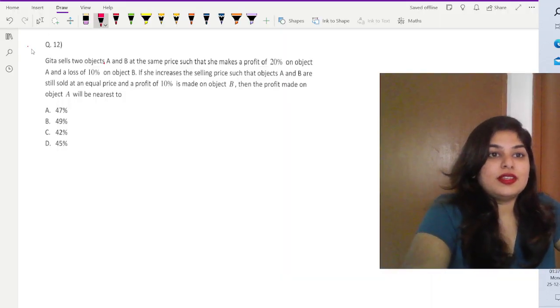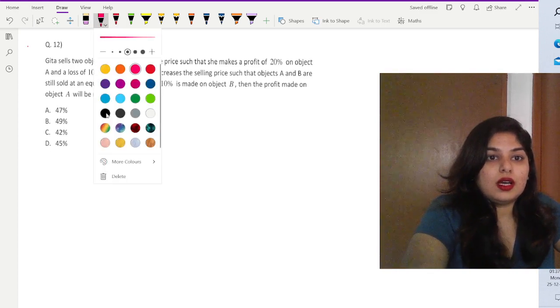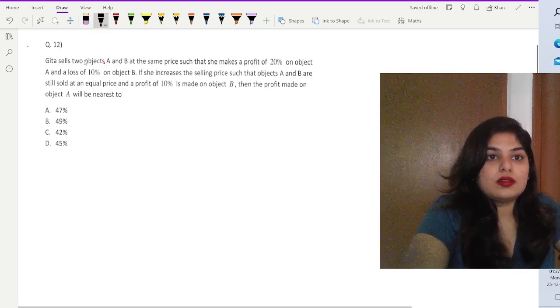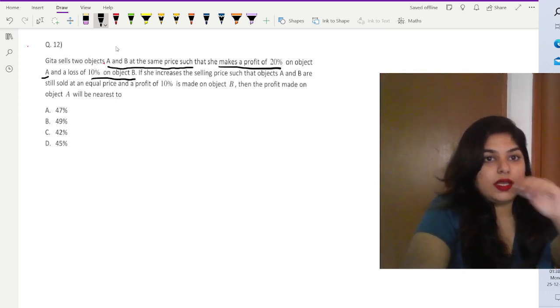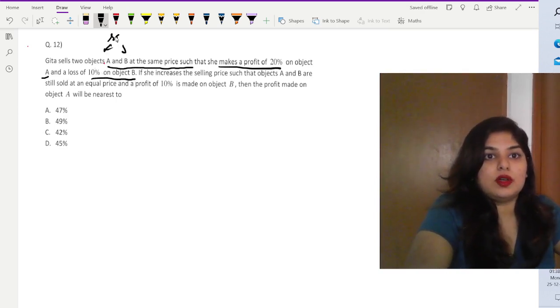Okay. So the next question is on profit and loss. Let us have a look at the question. Geeta sells two objects A and B at the same price such that she makes a profit of 20% on object A and a loss of 10% on object B. So basically, the selling price for both the objects is the same.